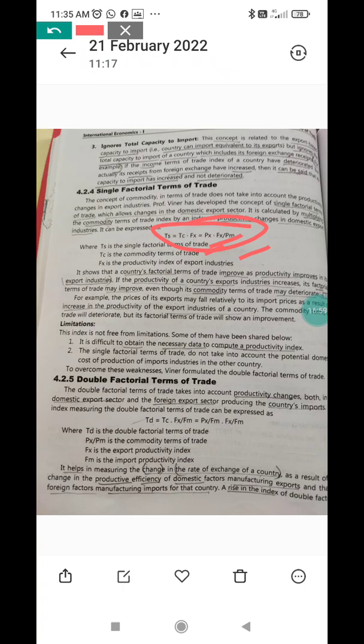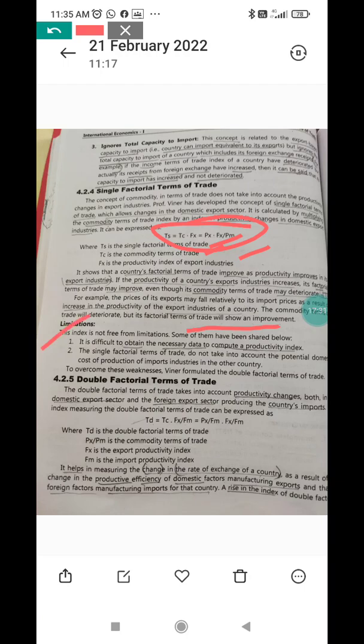Okay, as a result of increase of productivity of export industry of a country. Again I will read here, the prices of its exports fall relatively to its import prices as a result of increase in the productivity of export industry of a country. The commodity terms of trade will deteriorate, but its factorial terms of trade will show an improvement. Okay.